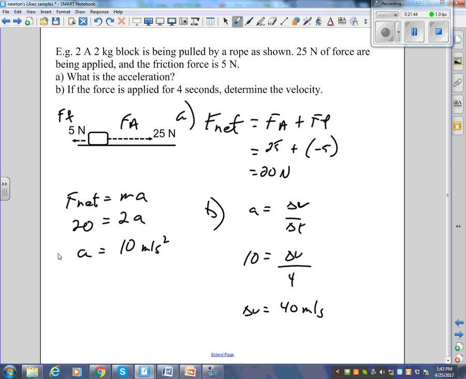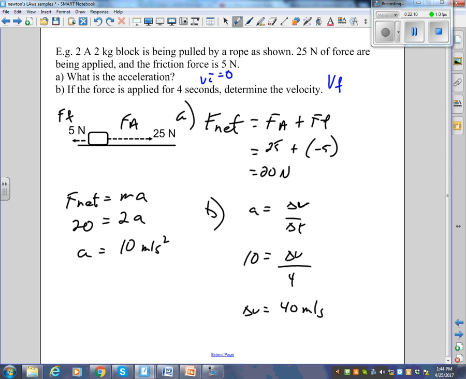Now, am I done? Well, no. Why not? I have the acceleration. It says determine the velocity. Is this really determine the velocity after 4 seconds? Am I not really asking for the final velocity? It doesn't come out and say it, but it doesn't say anything about what the initial is. So you kind of got to assume the initial is 0.